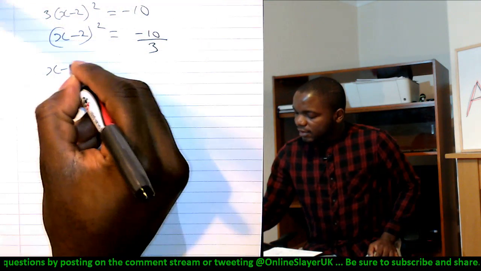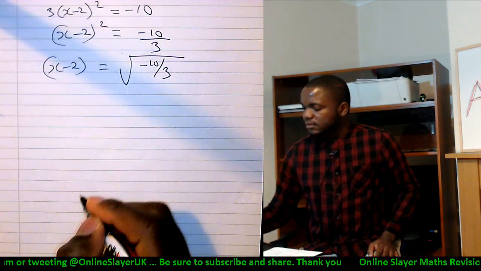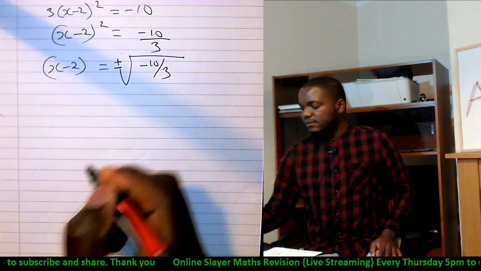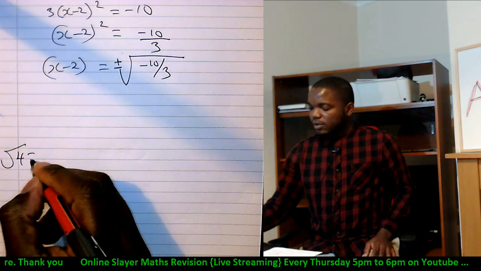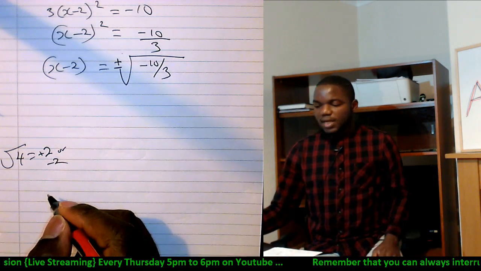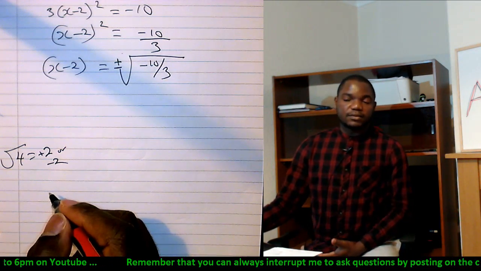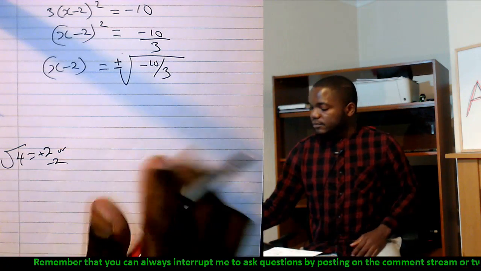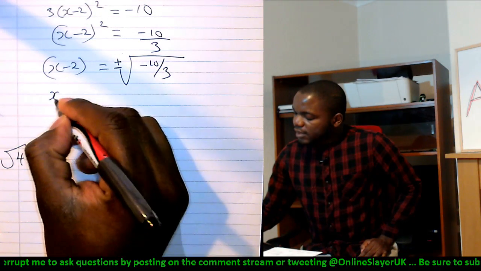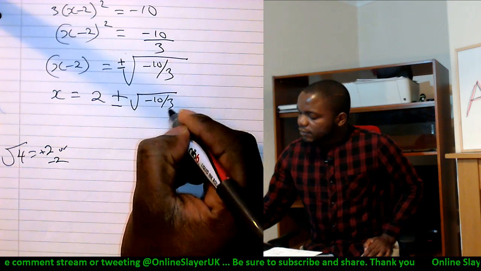So x minus 2 will be equal to the square root of minus 10 over 3. But because it is a square root, it could be positive or negative. For instance, the square root of 4 is plus 2 or minus 2. It's not just 2. I know you're used to saying 2, but now it's going to be plus or minus 2 because you can have either of the two of them in your solution. So let's make x a subject. So minus 2 goes there to be positive. So x equals to 2 plus or minus square root of minus 10 over 3.